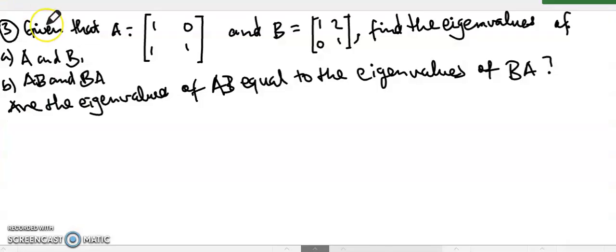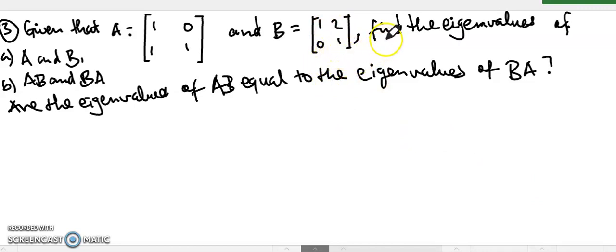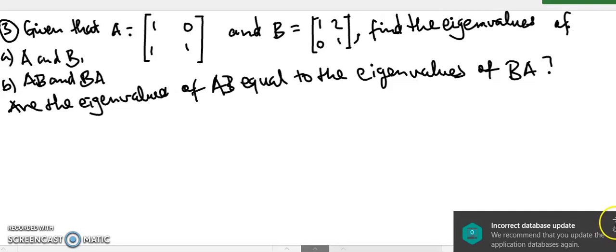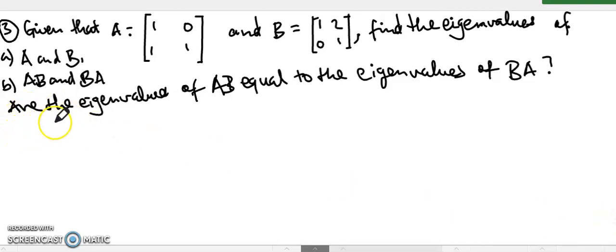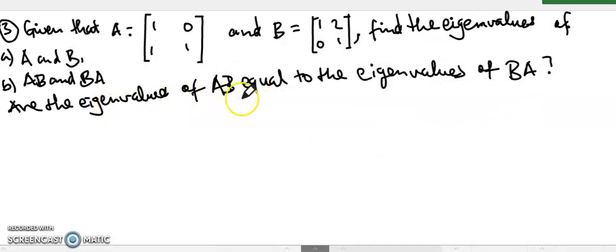Here is question 3. We are expected to find the eigenvalues of A and B, given that matrix A is 1 0 1 1, and matrix B is 1 2 0 1. And in option B, we are to find the eigenvalues of AB and then BA, and at the end we are to determine if the eigenvalues of AB is equal to the eigenvalues of BA. So let us see how to do that.